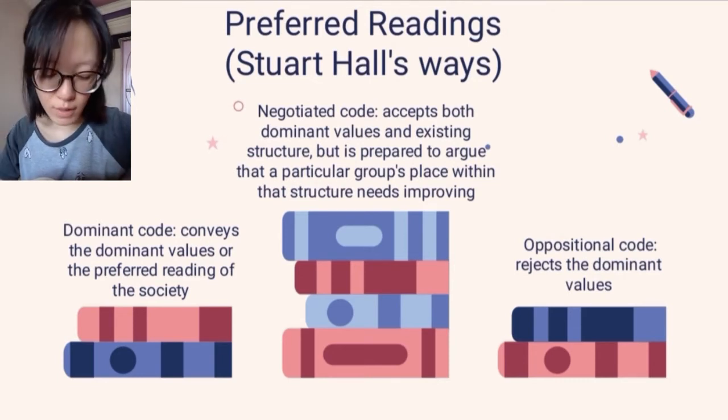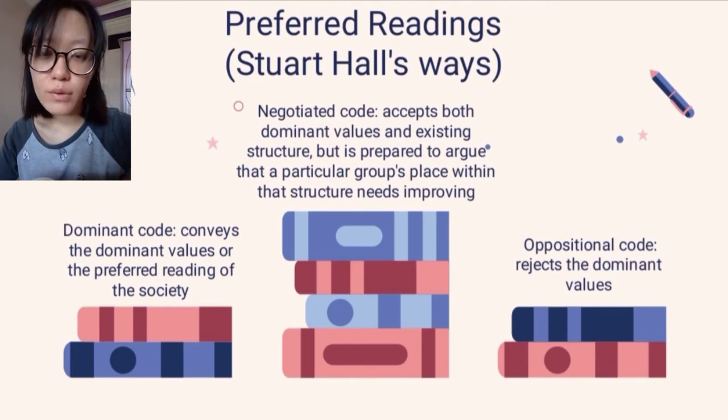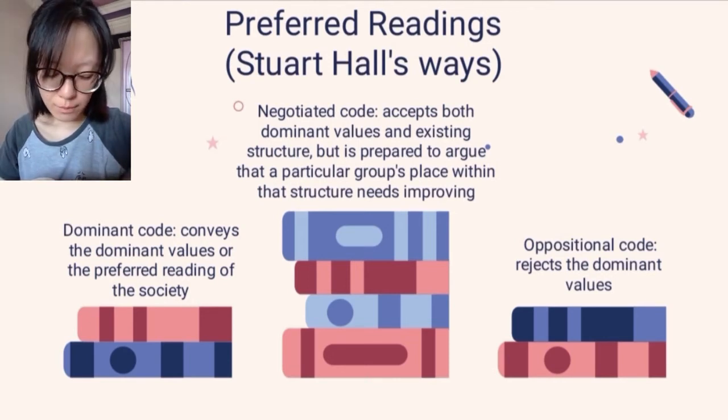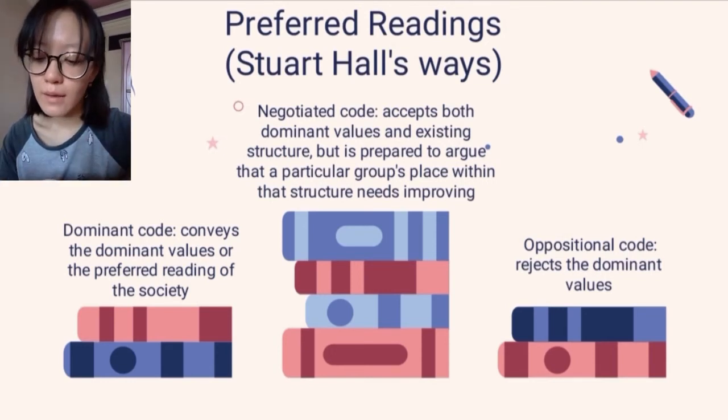The next one is negotiated code. In negotiated code, the readers accept the dominant value, but they are also ready to argue it. In the photograph, the reader accepts that the police perform their function well, but they do it in the wrong way.